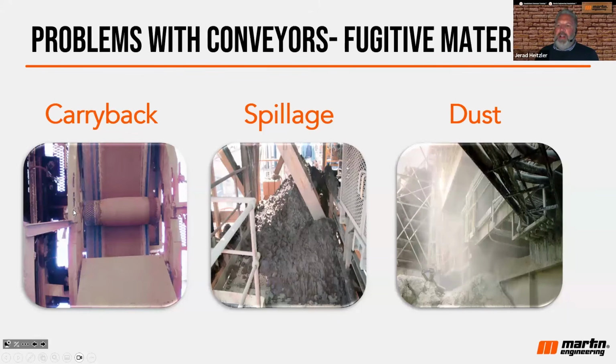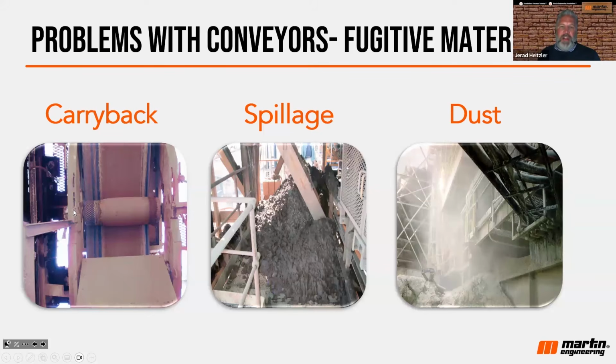So I want to talk a little bit more about problems with conveyors, in particular fugitive material. There's three types of fugitive material. Carryback, which is seen on the left. That's material that sticks to the belt after the return point and builds up on rolling components, creates belt tracking problems, creates premature equipment failure, creates excess cleanup for workers.